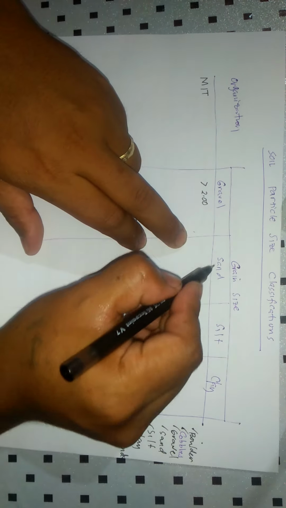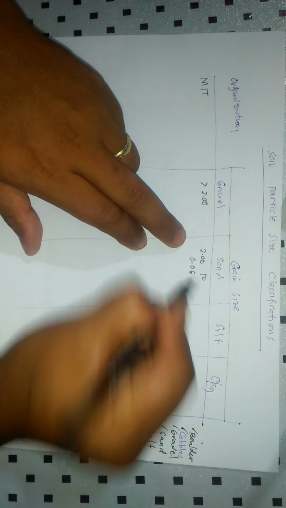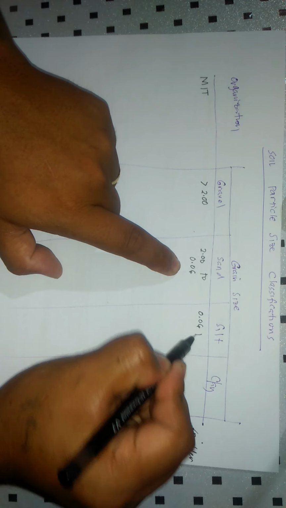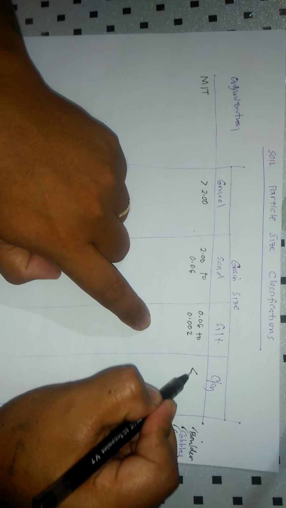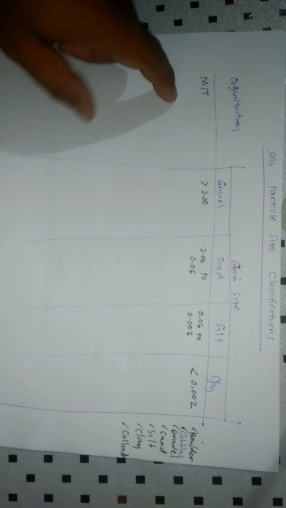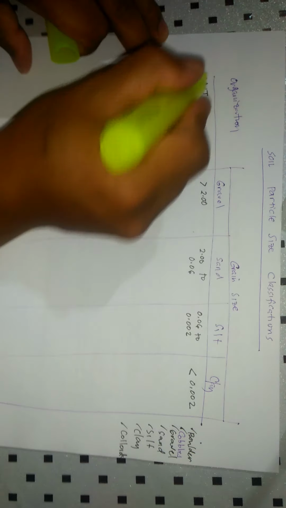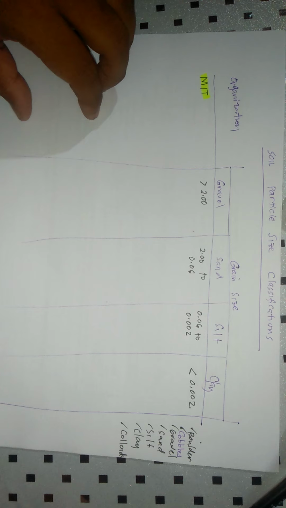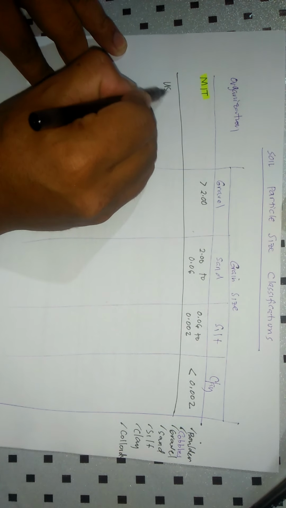And then for your sand, we have your 2.0 to 0.06. For your silt, from 0.06 to 0.002. And then for your clay, less than 0.002. Okay? That would be the classification of your MIT, Massachusetts Institute of Technology. So next, how about what we call the USDA? Let's proceed to your USDA.